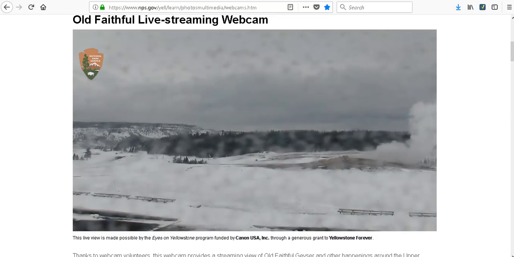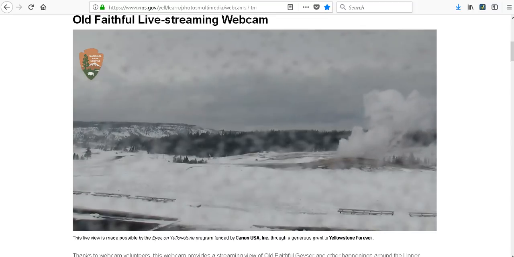I was thinking it was moving northeast, but then one of my subscribers said that the North American Craton is actually moving southwest. So I don't know exactly which way it's moving. I thought it was moving northeast, but it's definitely moving. Looks like Old Faithful.